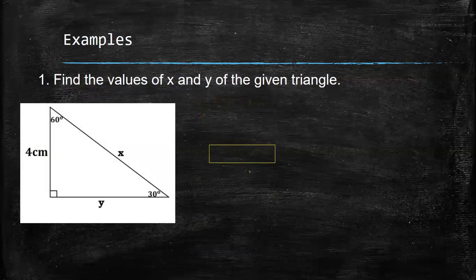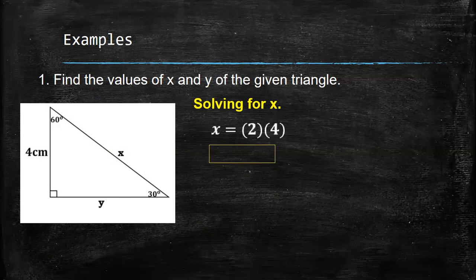So let's solve for x first. x is our hypotenuse. So to find the hypotenuse, we need to multiply the shorter leg by 2. We need to double the shorter leg. Since our shorter leg is 4, we just times it by 2, so we have 2 times 4 is 8. So our hypotenuse is 8 centimeters.